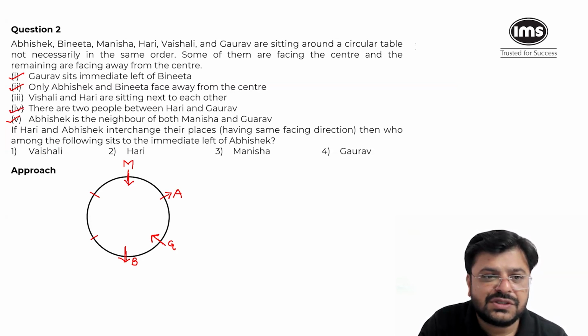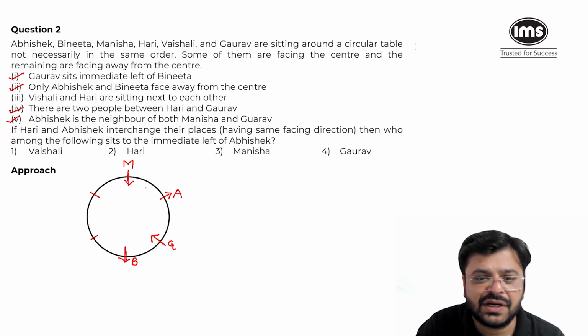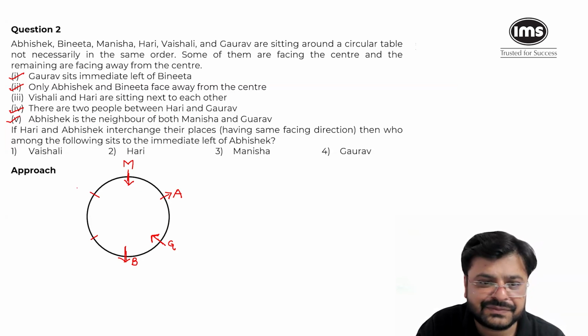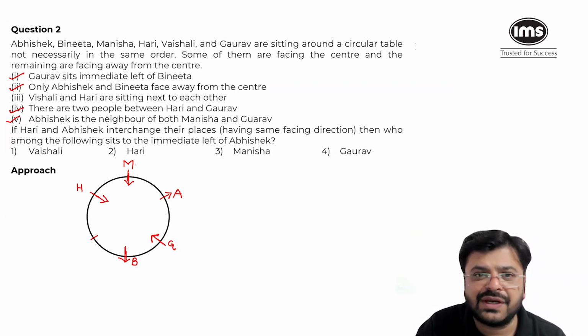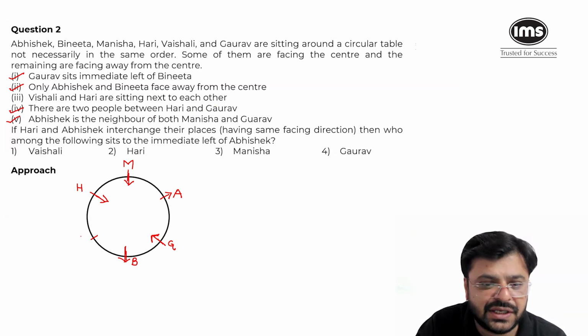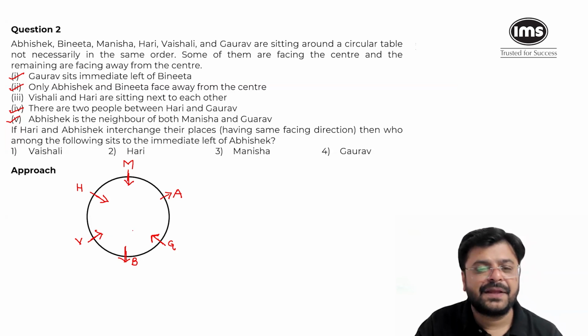Then the fourth statement says there are two people between Hari and Gaurav. So if there are two people between Hari and Gaurav, Hari will be opposite to Gaurav in that case. And Hari is also facing the center. Then there's only one person left. Vaishali and Hari are sitting next to each other, which means Vaishali is here and she's also facing the center.